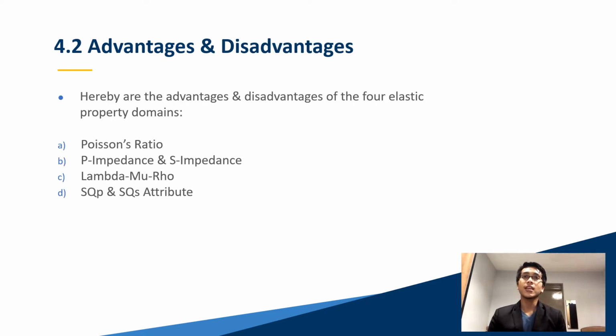For the next slides, we will talk about the advantages and disadvantages of the 4 elastic property domains, which are Poisson's ratio, the second one P impedance and S impedance, lambda mu rho, and SQP and SQS attribute.